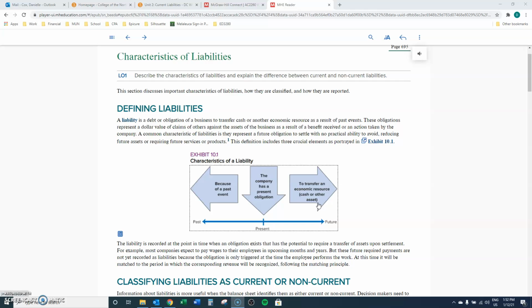So the example that they give here is a good one. Companies pay wages to their employees. You know you're going to be paying wages to them for the foreseeable future, but it's not a liability yet until the work is performed. So even though the company, Tim Hortons, knows that it's going to be paying wages for quite some time, it's a liability once the work is performed.